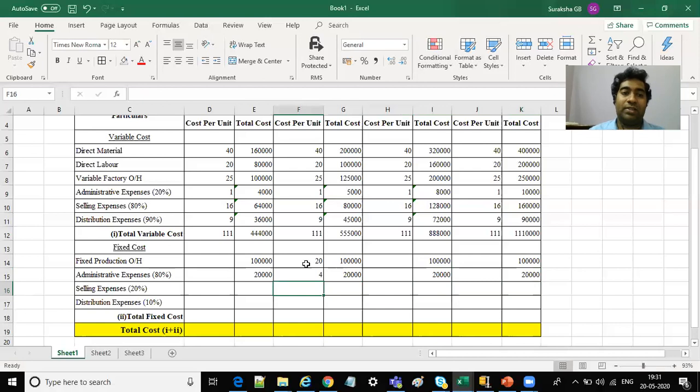Next, selling expenses in the problem is given as 20 rupees. So 20 rupees into 0.2, that is 4. Again, this value will be 20,000 only. Next, distribution expenses is given as 10 rupees in the problem. So 10 rupees into 0.1. So that will be equal to 1. So 1 into 5,000 is 5,000.